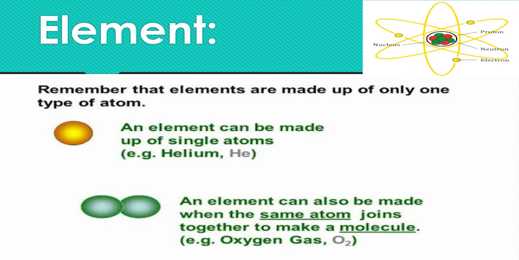And the next one is molecule. An element can also be made when the same atoms join together to make a molecule. The example of a molecule is oxygen gas.